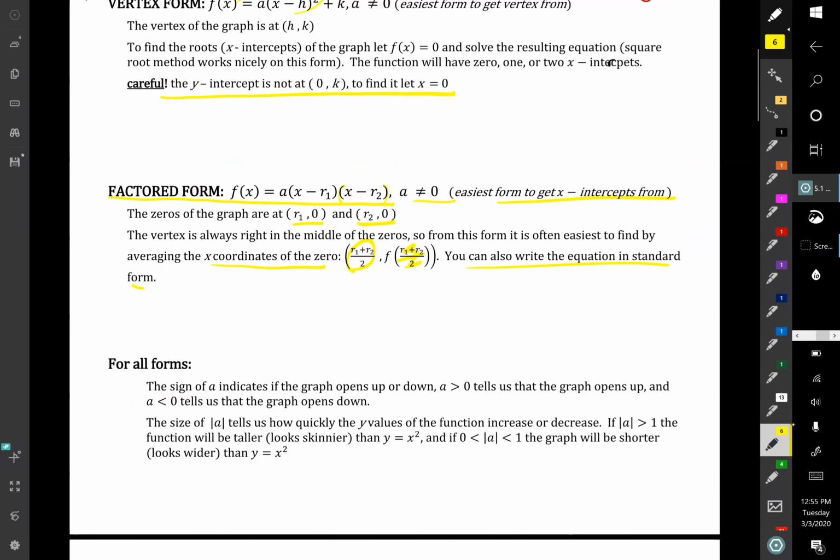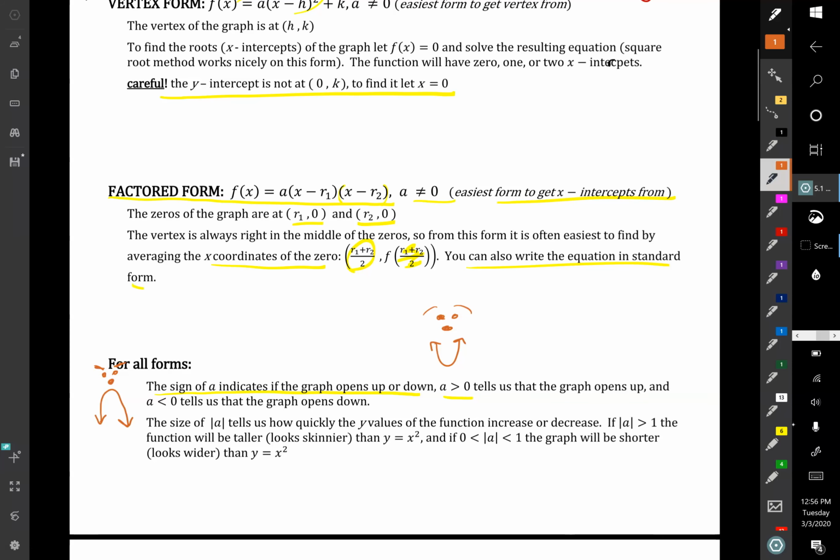For all forms, the sign of a indicates if the graph opens up or down. Sometimes we think of it as if a is positive, then you are in a good mood, so you're happy. You're positive, right? So it's going to open up. If it's negative, you're in a bad mood, so it's going to open down. Maybe have some angry eyebrows there.